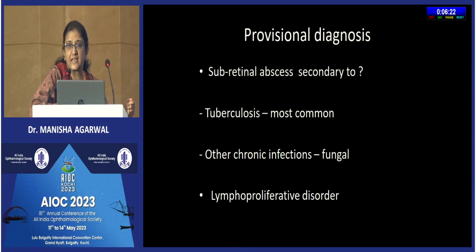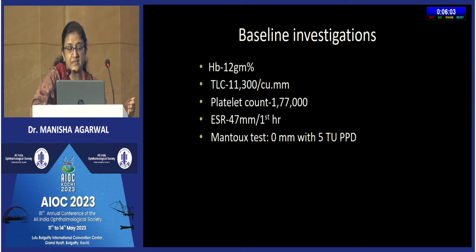So the provisional diagnosis, keeping a young boy in mind, we thought we were dealing with subretinal abscess secondary to tuberculosis, which apparently is the most common. And a possibility of other chronic infections also was kept in mind, such as a fungal infection and a lymphoproliferative disorder in this particular age group.